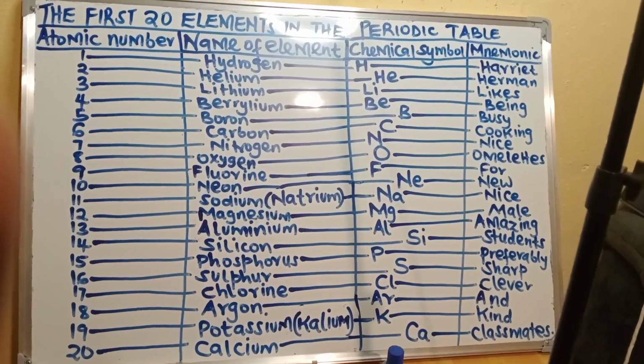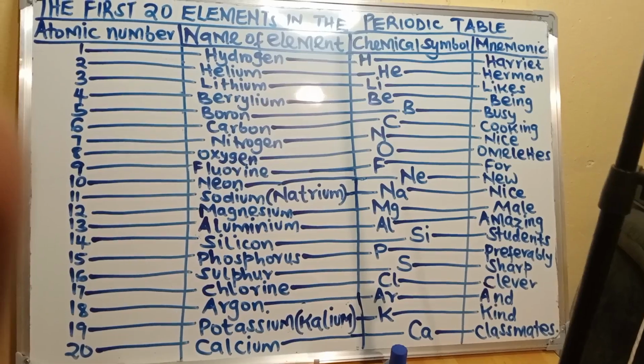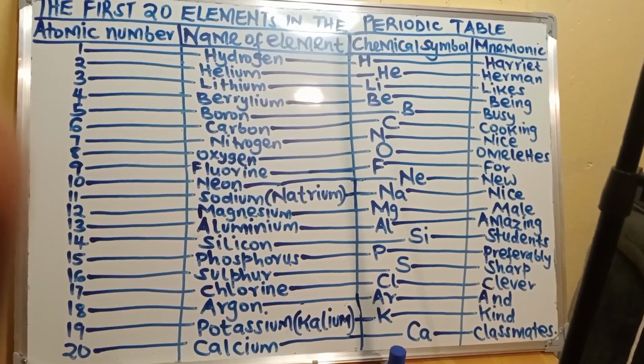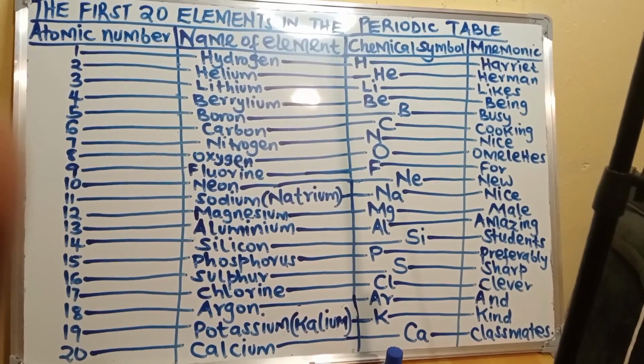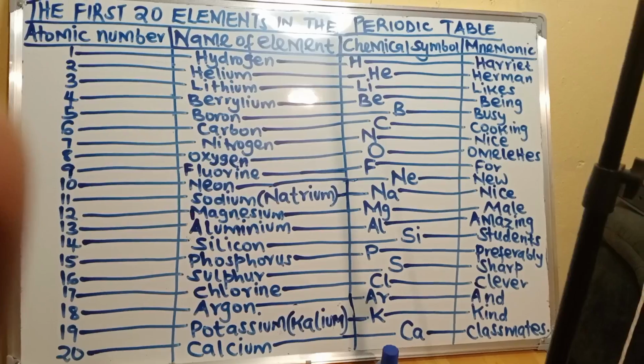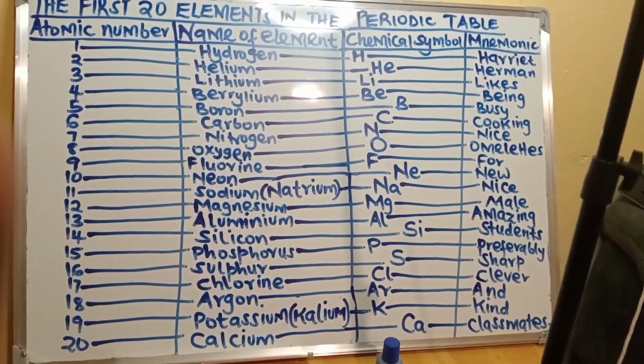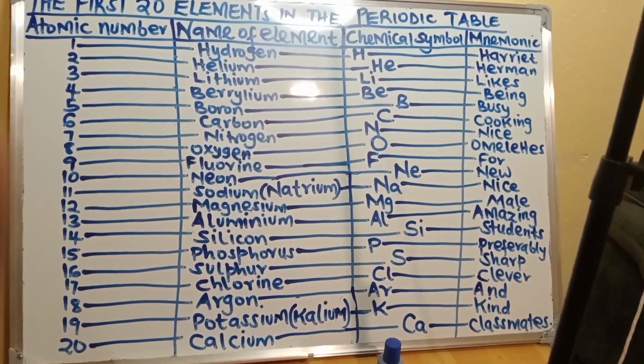Today I want us to go through the first 20 elements in the periodic table, their atomic numbers, the names of the elements, the chemical symbols, and the mnemonic that you can use so as to be in a position to remember all of them in the order that they occur in the periodic table.